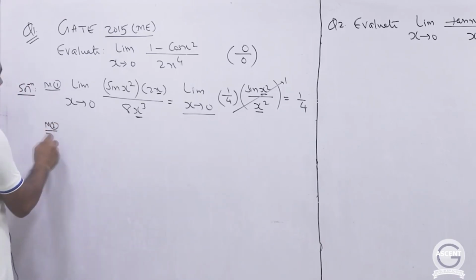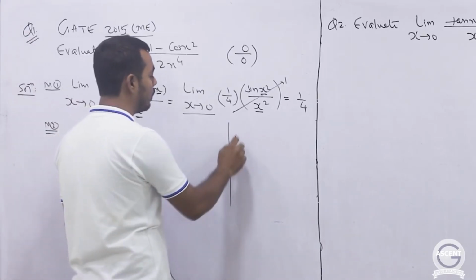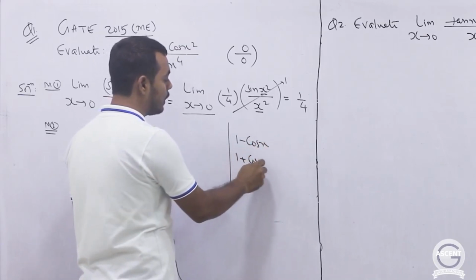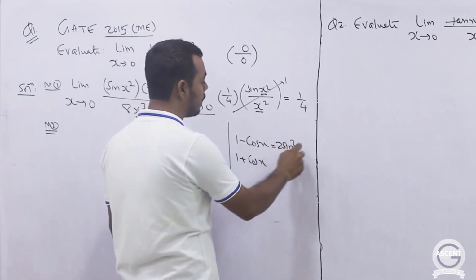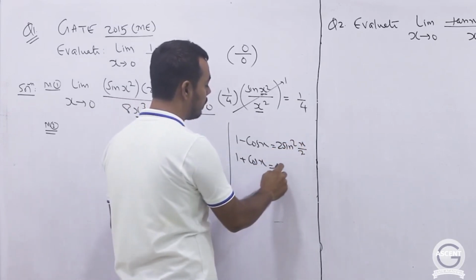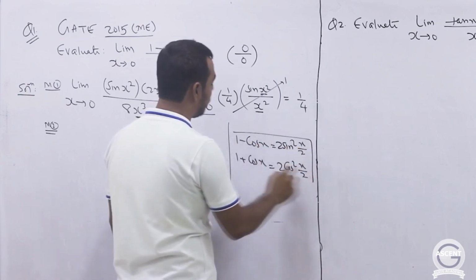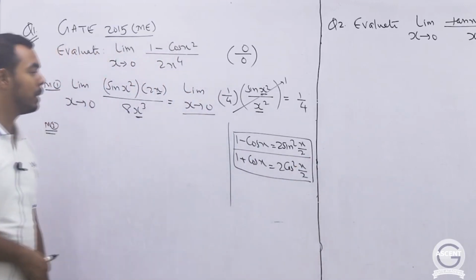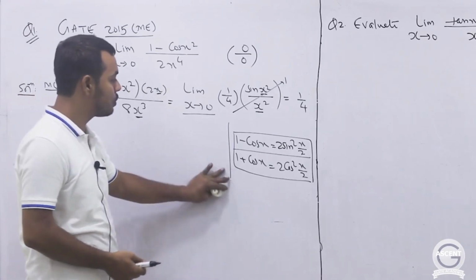Now the second approach is where we are going to use trigonometric identities. There are two very important formulas that everyone must know. 1 minus cos x is 2 sin square x by 2, and 1 plus cos x is 2 cos square x by 2. These two formulas are very frequently used in calculus.